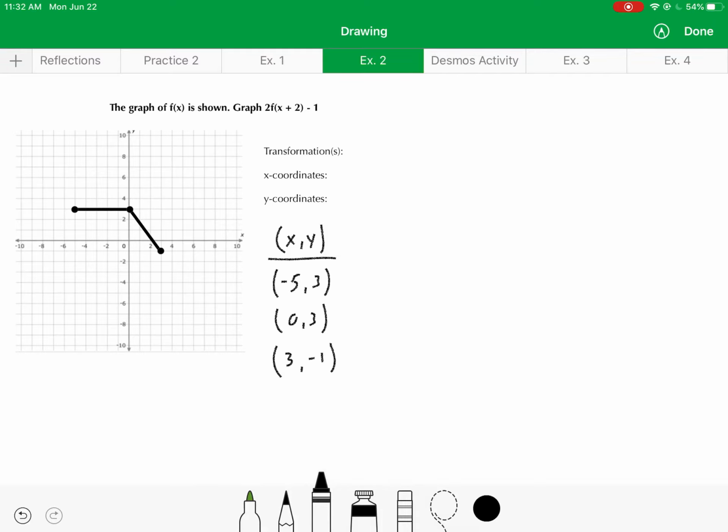All right, and let's go one number at a time and identify which coordinates it'll be affecting and how it will be affecting them. Okay, so again, always start inside the function. So x is being added with 2. That's going to have an effect on your x coordinates, but again, the opposite of what it appears. So x coordinates will now be subtracted by 2. Okay, that's going to horizontally shift your graph to the left 2 units.